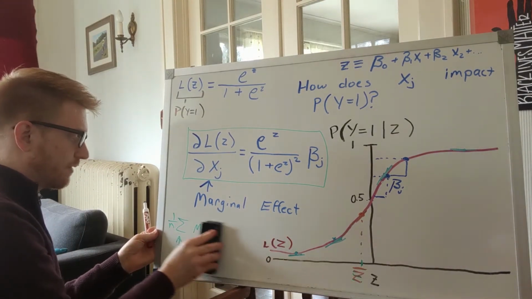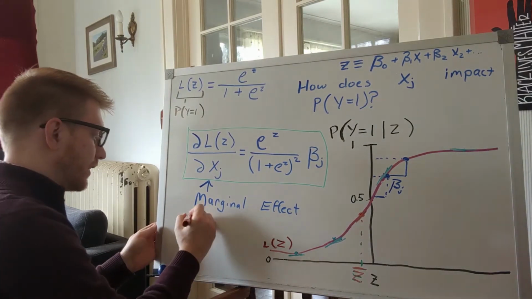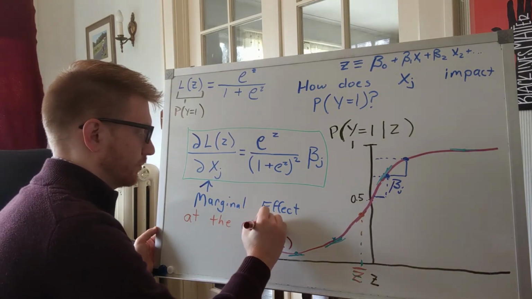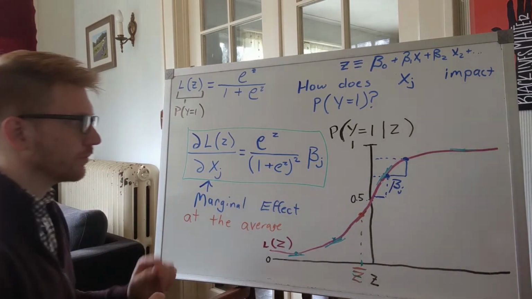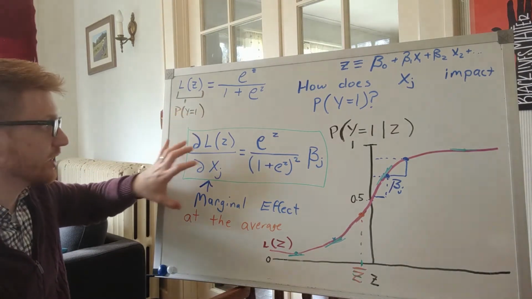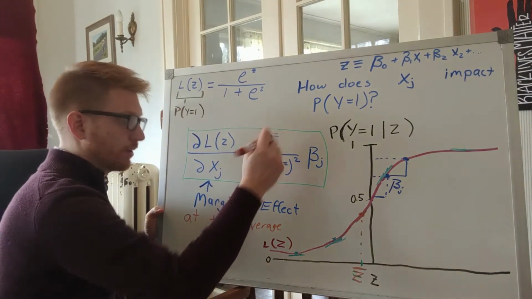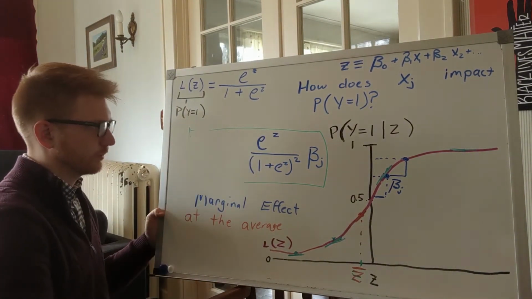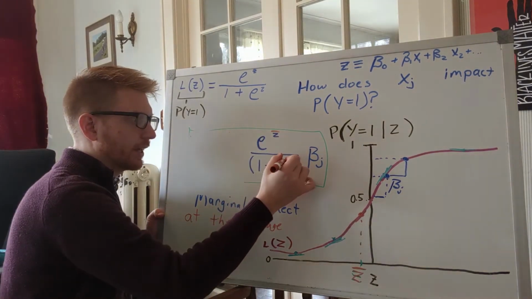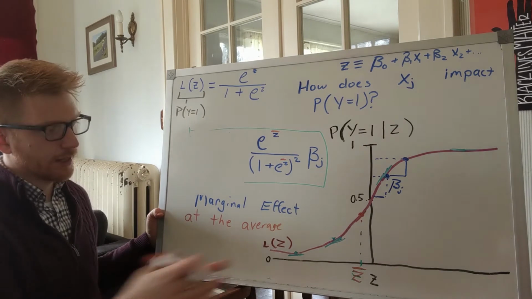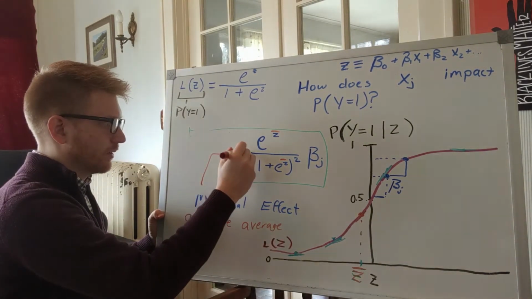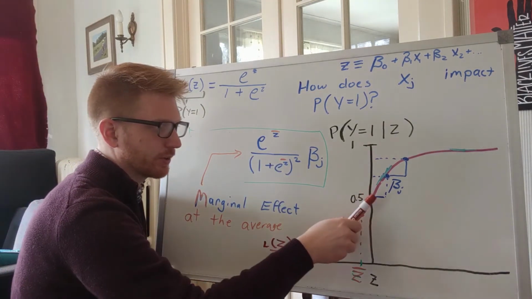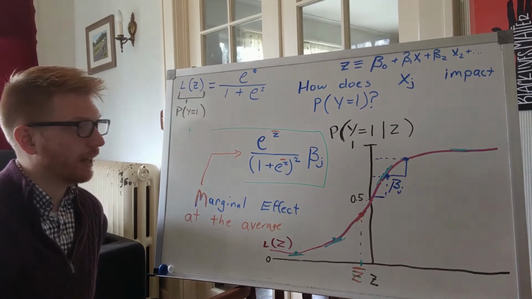So I'm going to erase this average marginal effect and write marginal effect at the average. What we need to change here is, for the marginal effect at the average, we're just plugging in a particular value of z, that average z. So this is the marginal effect at the average. We're looking at that slope at that particular point.